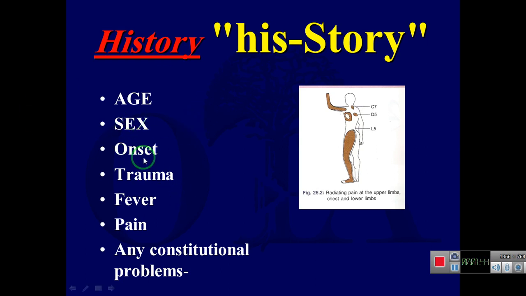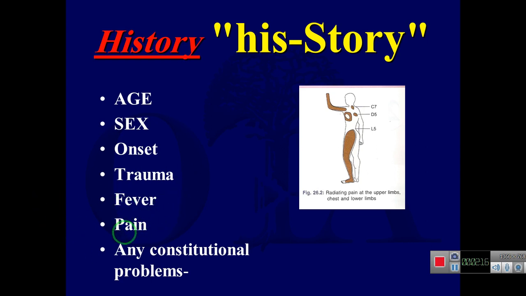Number 3, onset. It may be sudden or gradual. Trauma. It could be a predisposing factor or a causative factor. As a causative factor, like a fracture, dislocation, or sprain. As a predisposing factor, like TB hip, Perthes disease, osteogenic sarcoma, and acute osteomyelitis. Other is fever. It may be high, as in osteomyelitis, low in TB.